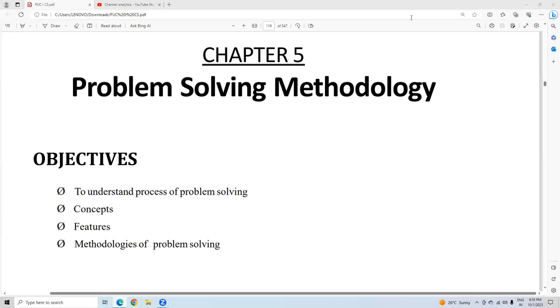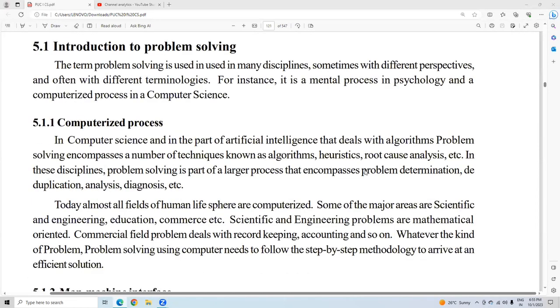We are starting with chapter 5, problem solving methodology. In this chapter, we are going to study the process of problem solving, concepts, features, and methodologies of problem solving. Let's explore this chapter number 5. So here, the problem solving.